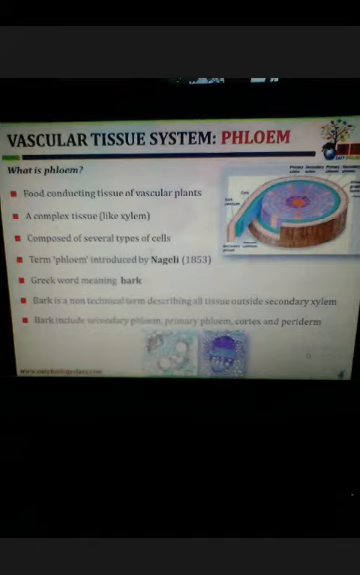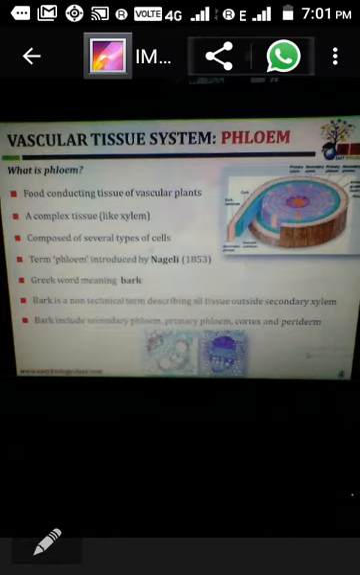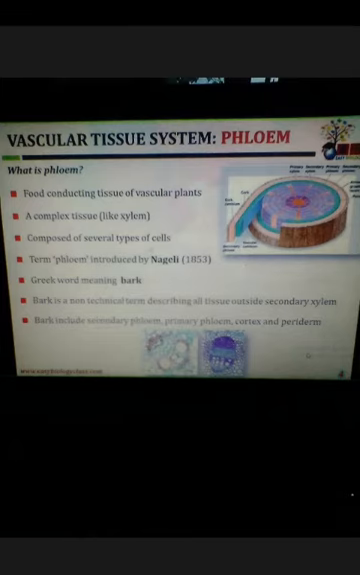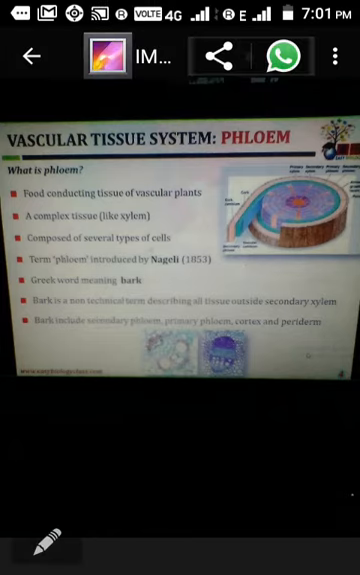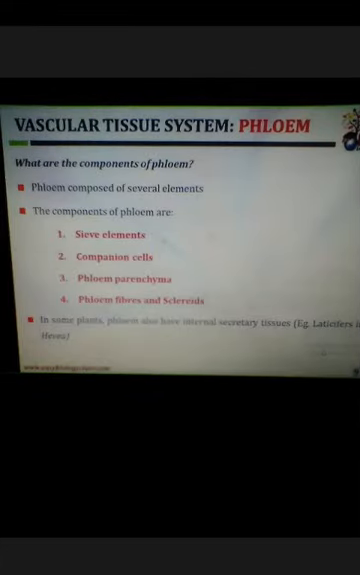Bark is a non-technical term, described as all tissues outside the secondary xylem. It is a botanical term, secondary xylem, primary xylem. I am not going into the detail of those. Bark includes secondary phloem, primary phloem, cortex and meristem.